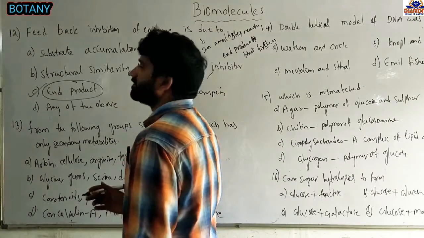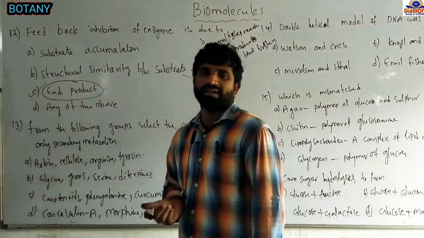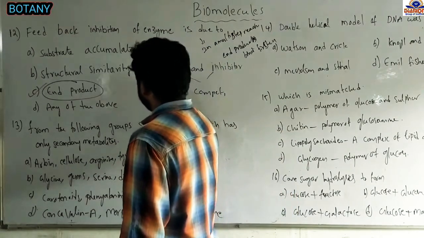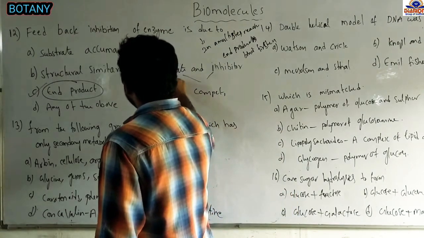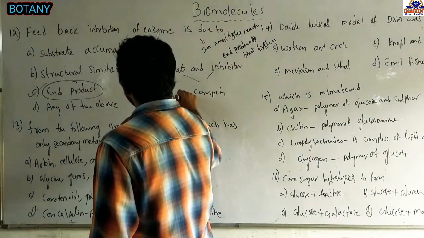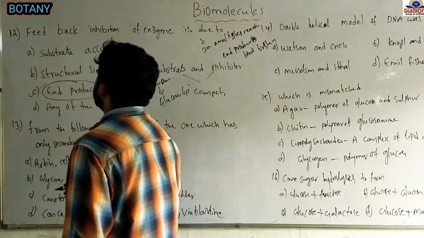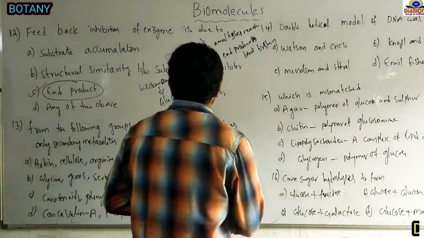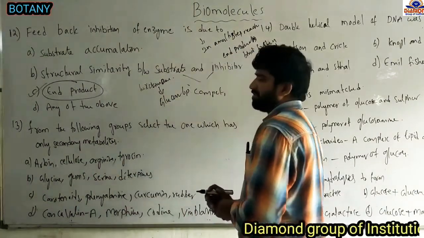Hexokinase enzyme can be blocked by glucose 6-phosphate. So that is an example of feedback inhibition, and the answer is the end products. And the next question: from the following groups, select the one which has only secondary metabolites.